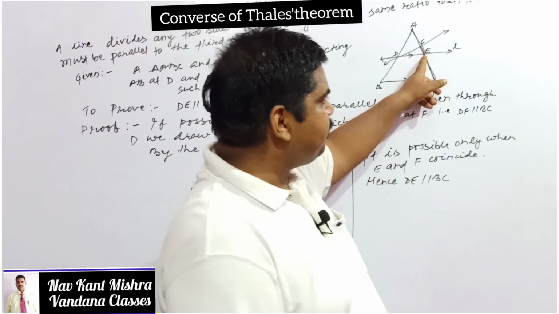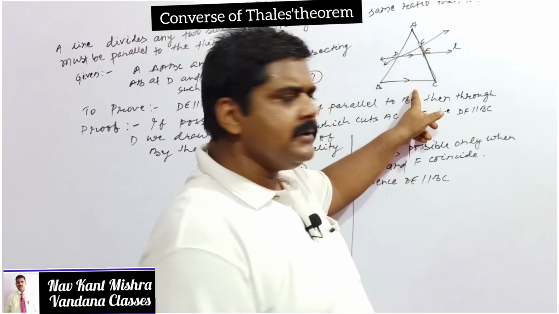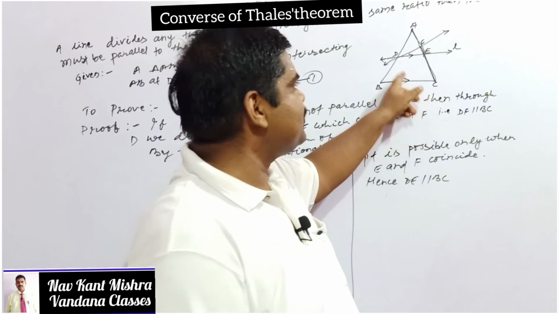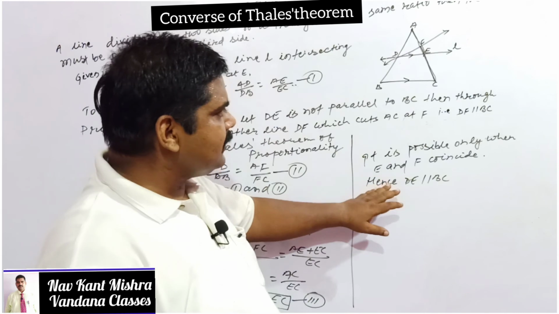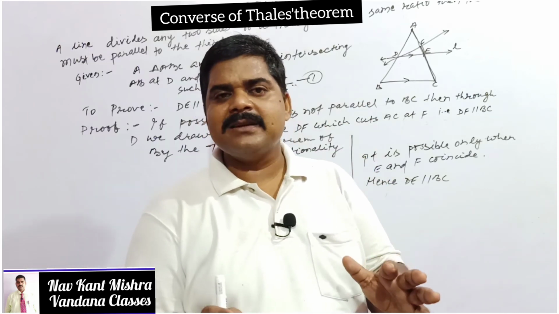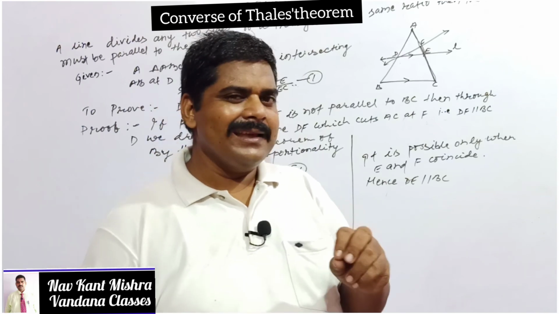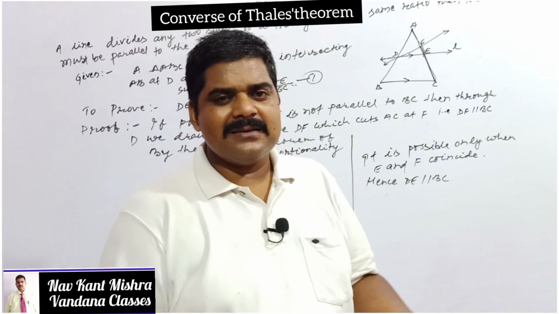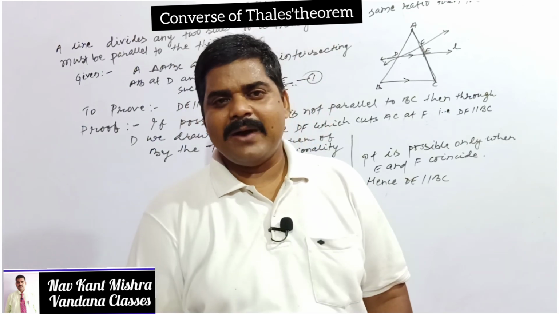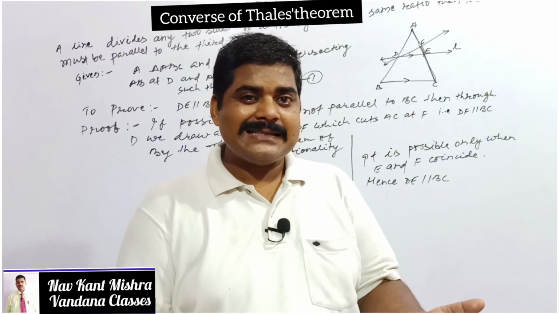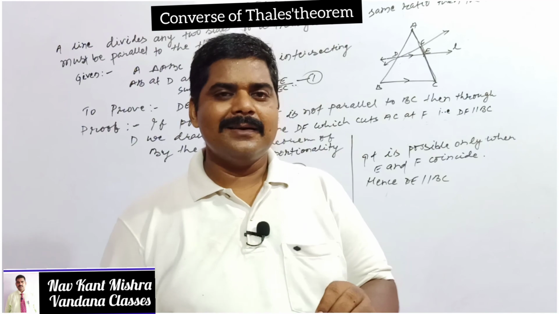If both are the same point, then you know very well that if DF is parallel to BC, then that means DE is also parallel to BC, and it concludes that if a line intersects two sides of any triangle in equal proportion, then the line must be parallel to the third side. Hope you enjoyed this session and understood the converse of Thales theorem very well, and do comment. Thank you very much.